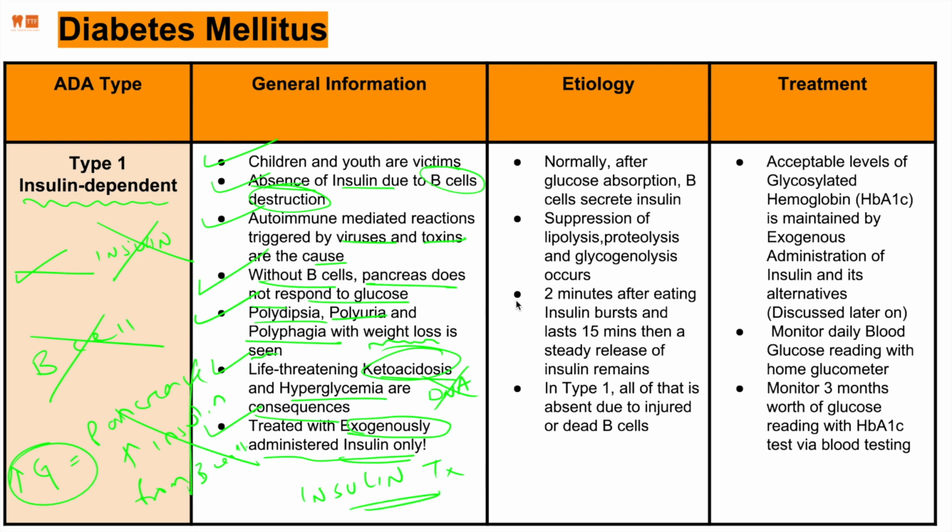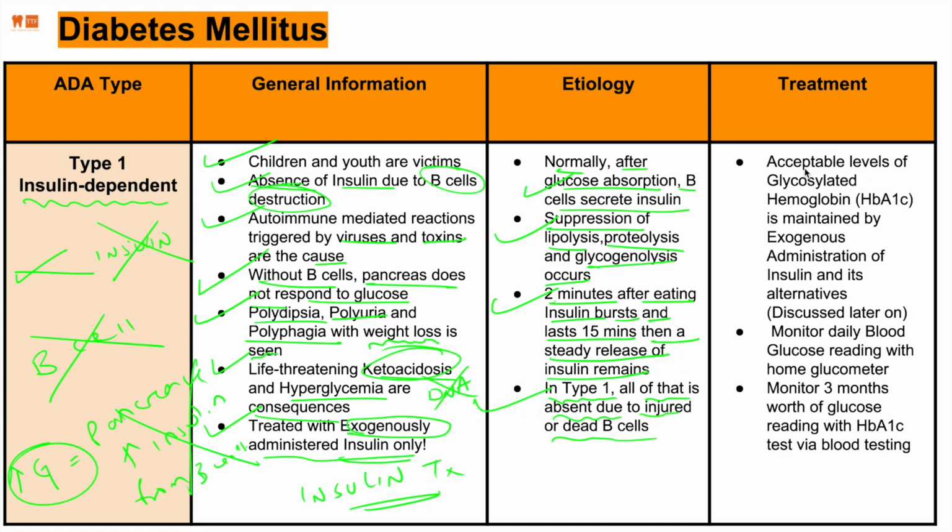Type 1 etiology? Well, normally after glucose absorption, beta cells secrete insulin. But suppression of lipolysis, proteolysis and glycogenolysis occurs. 2 minutes after eating, insulin bursts out. This is normal. But it lasts 15 minutes and then a steady release of insulin takes place. This is all normal, right? However, in type 1, all of that is absent due to injured or dead beta cells.